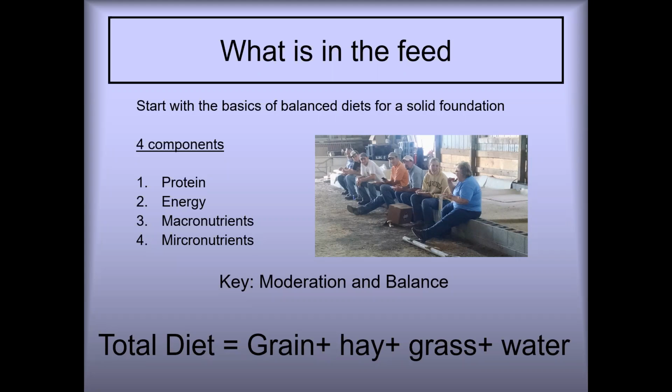Macronutrients just refers to: are you feeding oats or corn or barley? What are those going to end up being there?